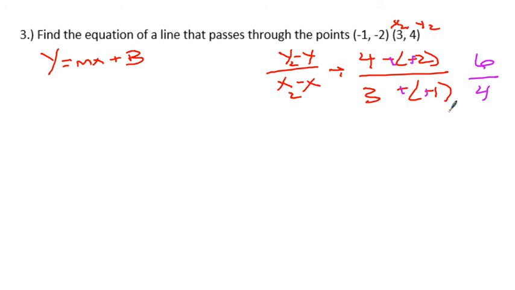That becomes 4. So the slope's 6/4, but we do want to simplify because it makes graphing a lot easier, so we don't have to go over so far. So simplifying is really nice. So my m is 3/2. So I figured out my slope. Now I still have to figure out my y-intercept.